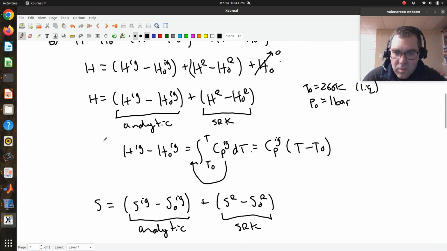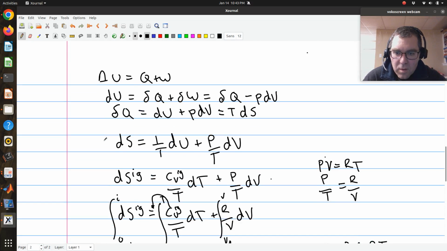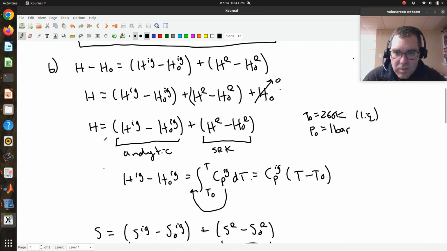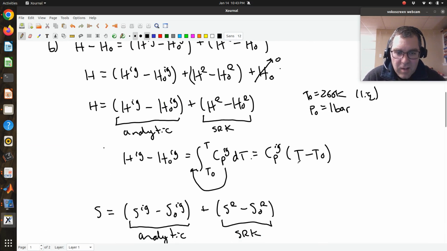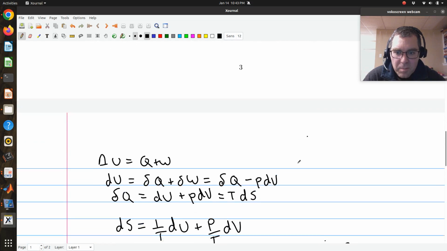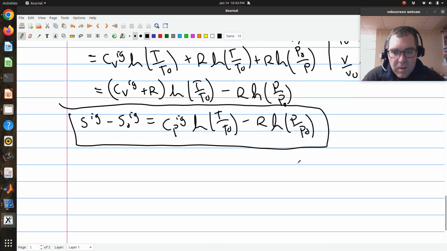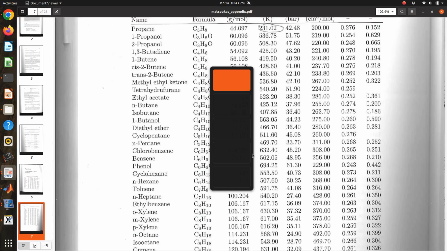Okay, so where was I for H? All right, so H, ideal gas contribution is just Cp delta T. Then I'd get the residual contribution. For entropy, it's just the equation for the ideal gas contributions. A little more involved, but I have everything. So let's go over and compute this.